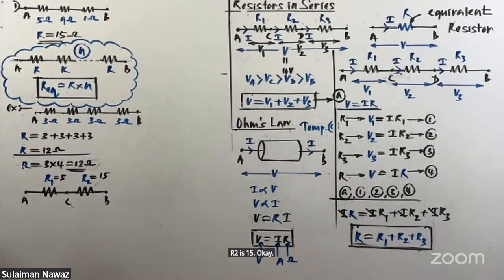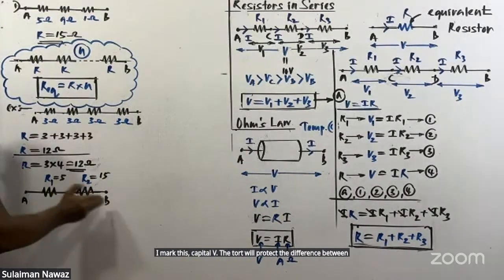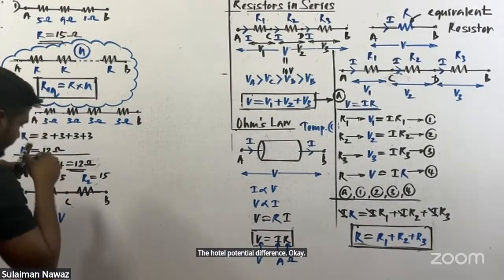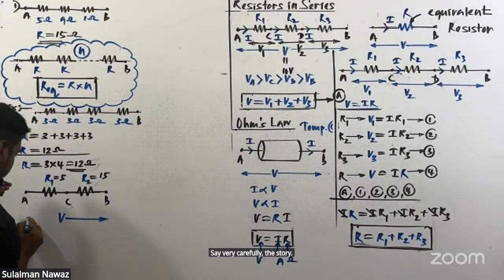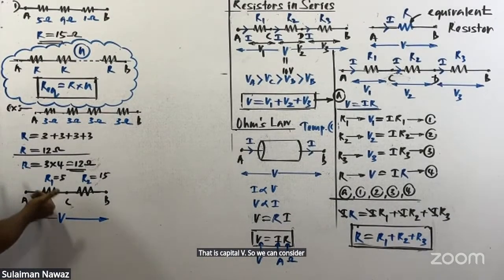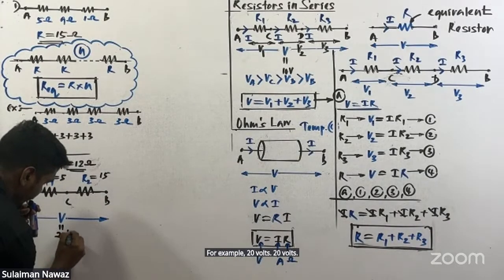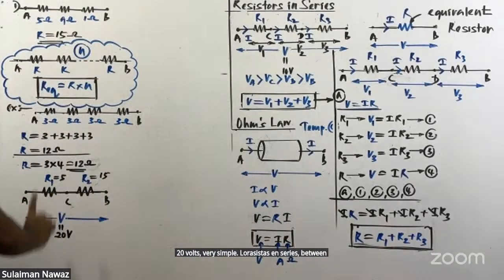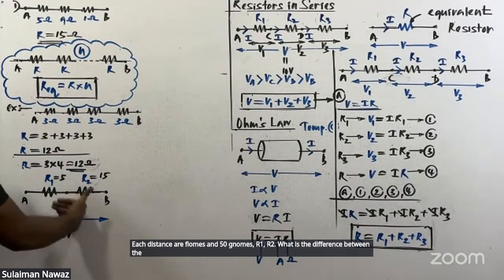Now see the idea. The total potential difference between terminal A and B, I marked as capital V. Listen very carefully. We can consider the potential difference between A and B, capital V, to be, for example, 20 volts. Very simple. Two resistors in series between the A and B terminals, with resistances 5 ohms and 15 ohms, R1 and R2. The potential difference between the terminals is 20 volts, capital V.